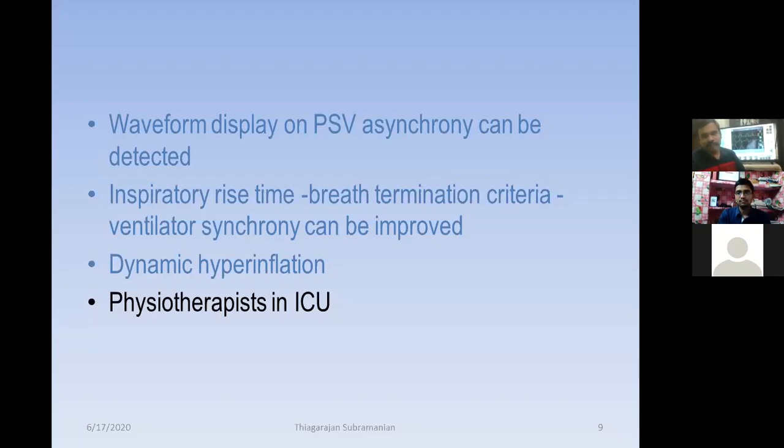Yeah, good. It's prone ventilation. Absolutely right. And thanks for your overwhelming response. Prone ventilation is very peculiar, but there is a lot of recovery.